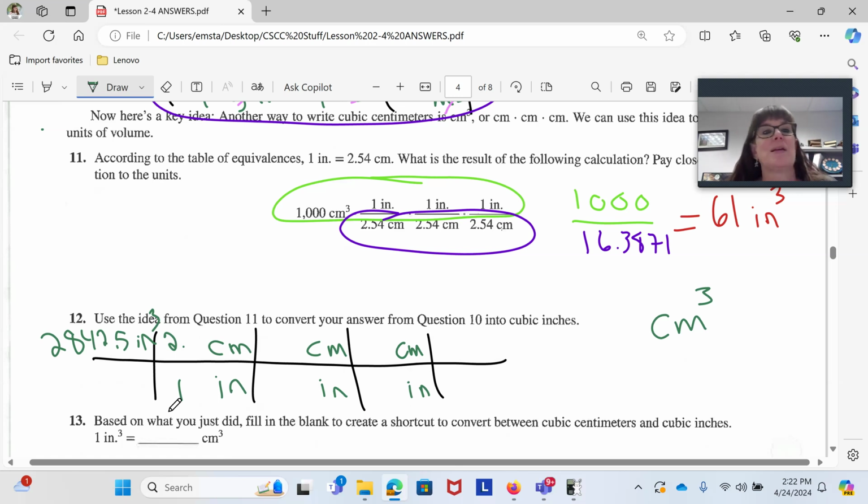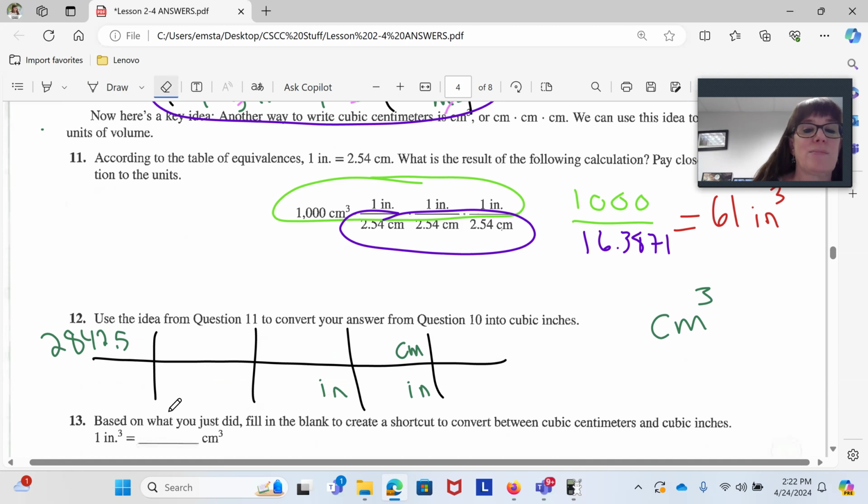Oh, I have an issue. Let's fix my issue real quickly. And I'll fix these as well. I wrote the problem down wrong, I wrote the label down wrong from number 10. So let's go back and fix that. The 2,842.5 in number 10 was cubic centimeters. I knew something wasn't looking right. This is going to be really big numbers.